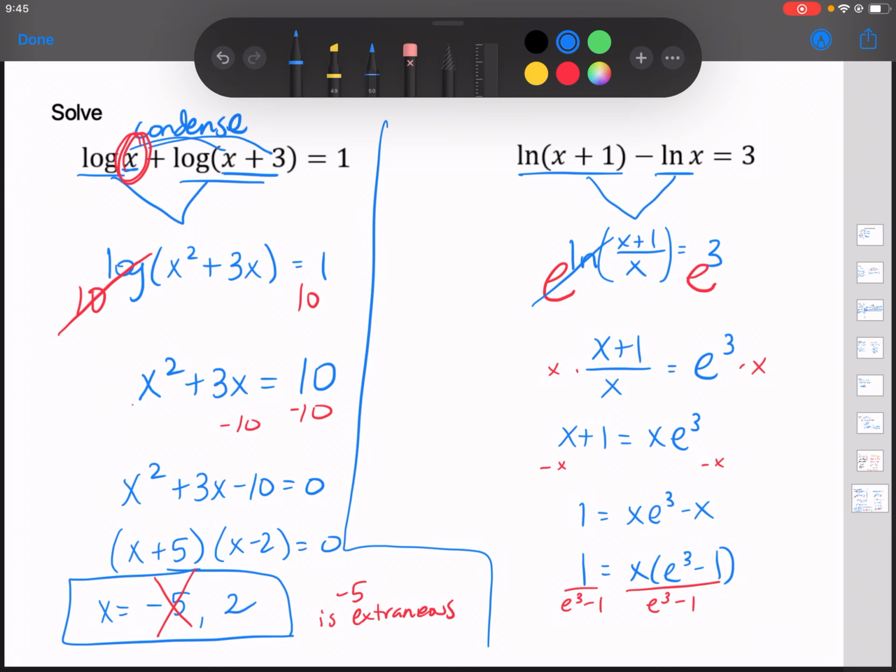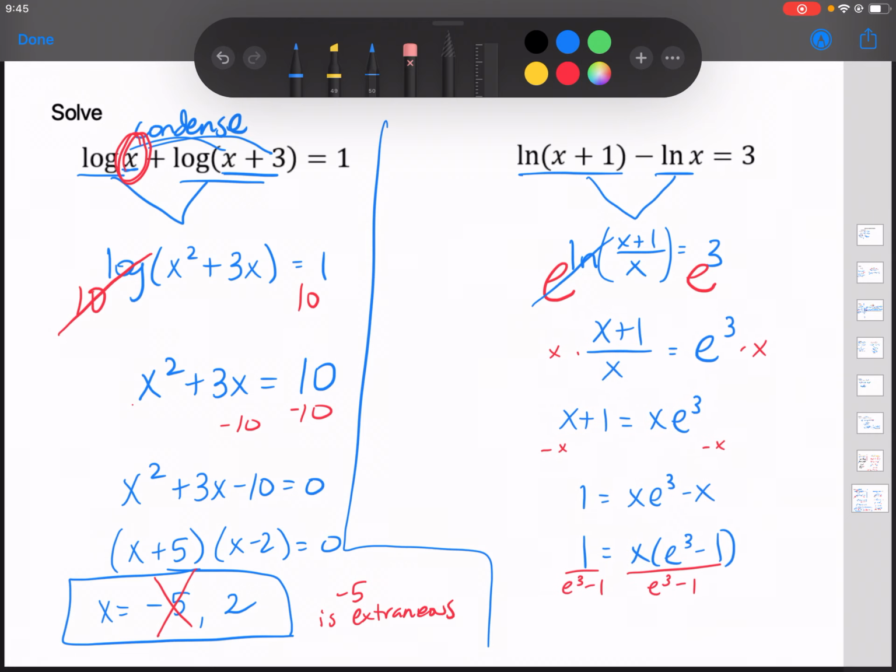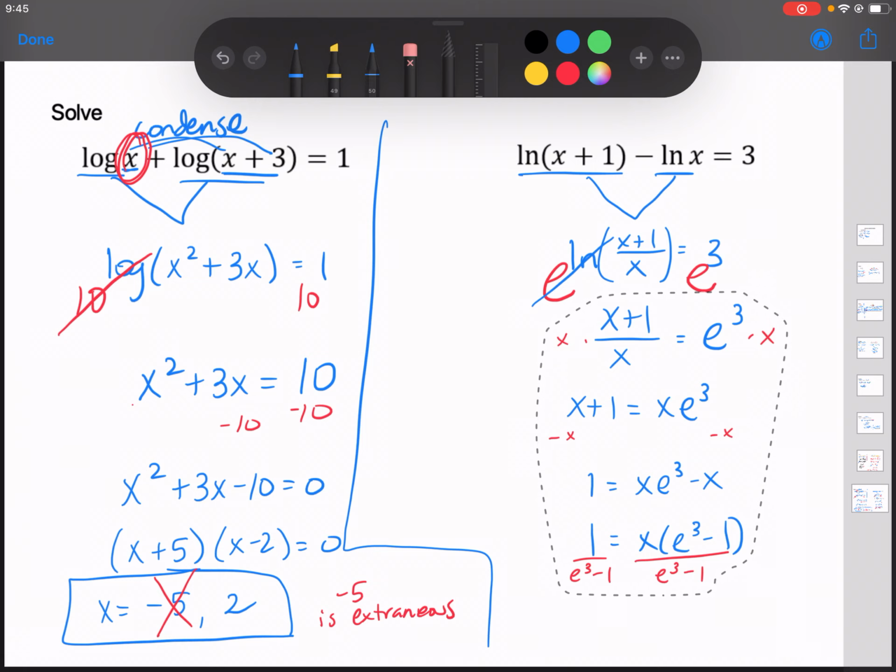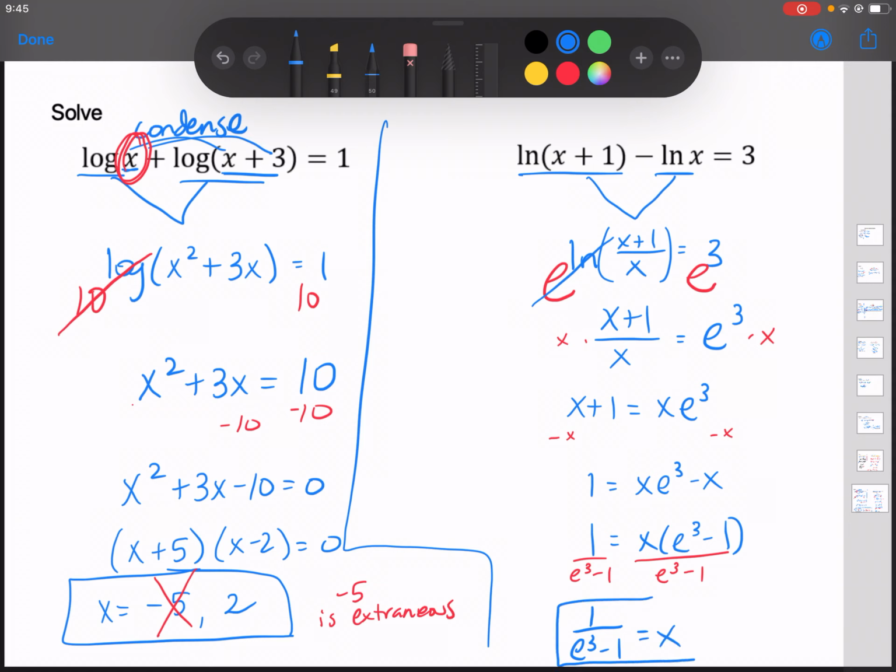So I get 1. Do I have room? Nope. I should have planned more space for that. Move this up just a little bit. There we go. So I'll have 1 over e cubed minus 1 is equal to x.